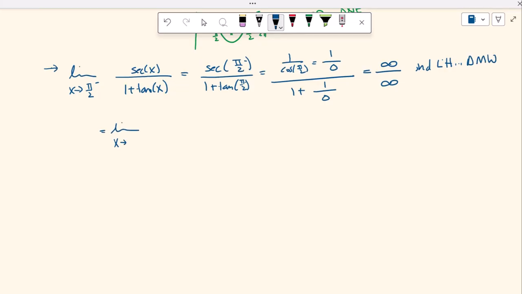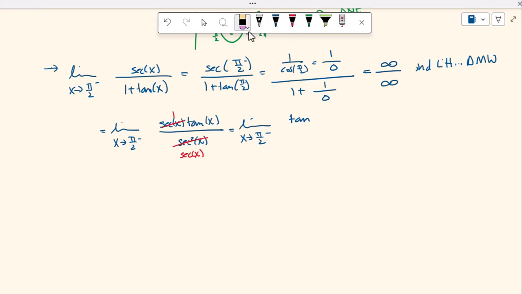So let's look at the limit as x approaches pi over 2 from the left. Now the more work I need to do is up here. The derivative of secant x is secant x tangent x. The derivative of 1 is 0. The derivative of tangent is secant squared. So I clearly see that I can do some simplifications here. This cancels, leaving me with the secant in the denominator. So I'm left with tangent.